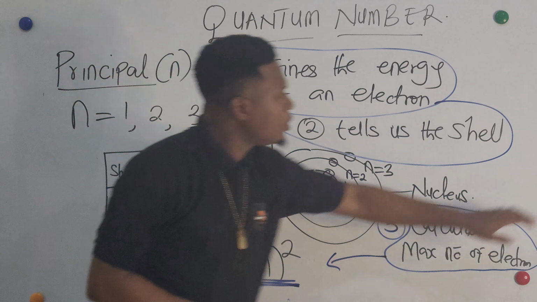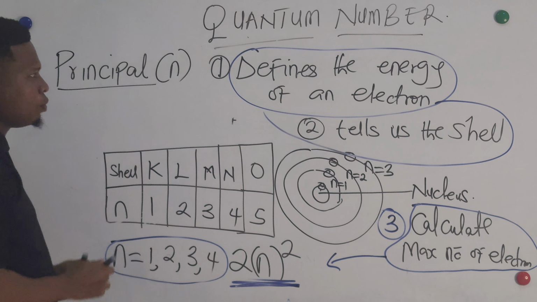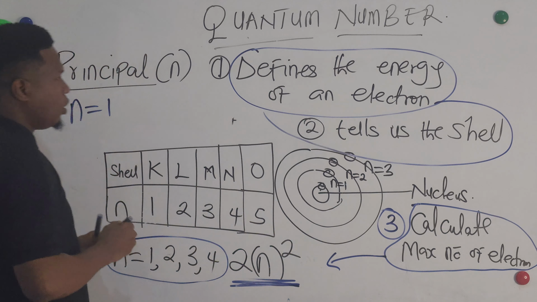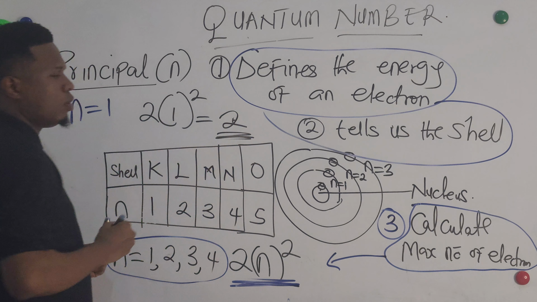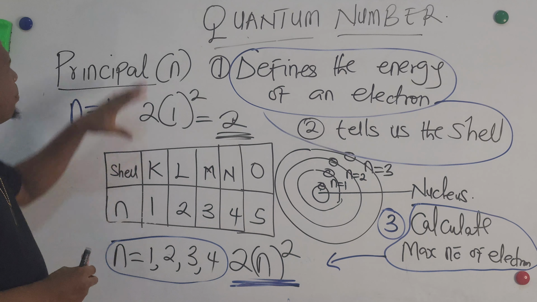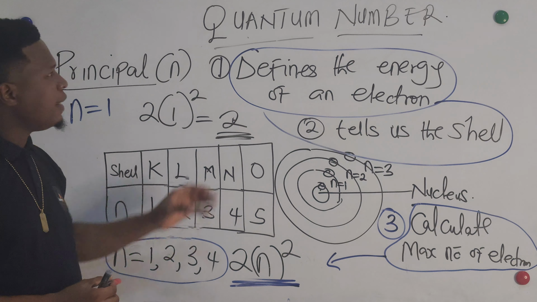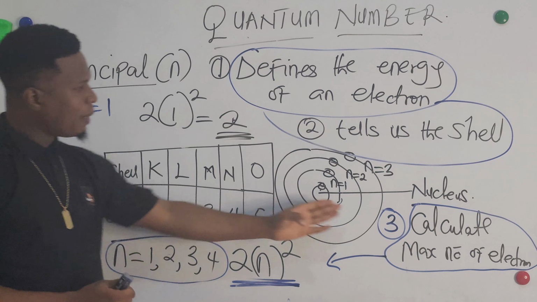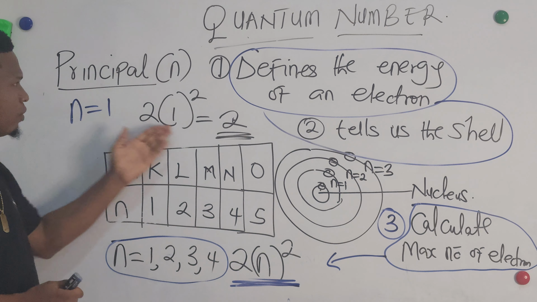For example, watch. Let's assume that n is equal to 1. Using this formula, what should be the maximum number of electrons? We have 2 times 1 all squared, which is equal to 2. The total number of electrons in the shell where n equals 1 is 2. So take note, the principal quantum number has 3 important functions. The first one is that it defines the energy of the electron. The second is that it tells us the shell. Number 3 is that it is used to calculate the maximum number of electrons using the formula 2n squared. And I gave an example: if n is 1, you can evaluate this and get 2.